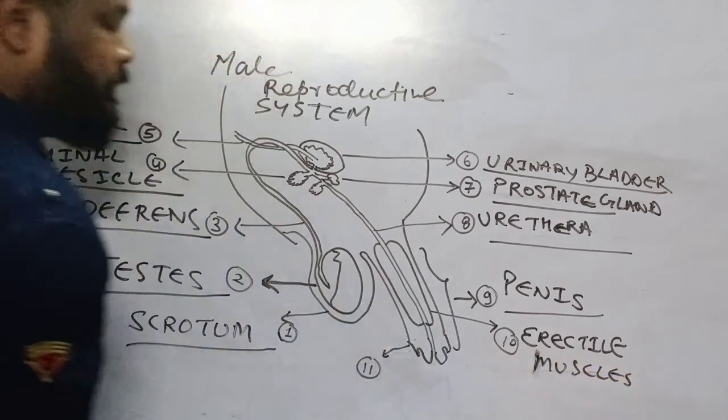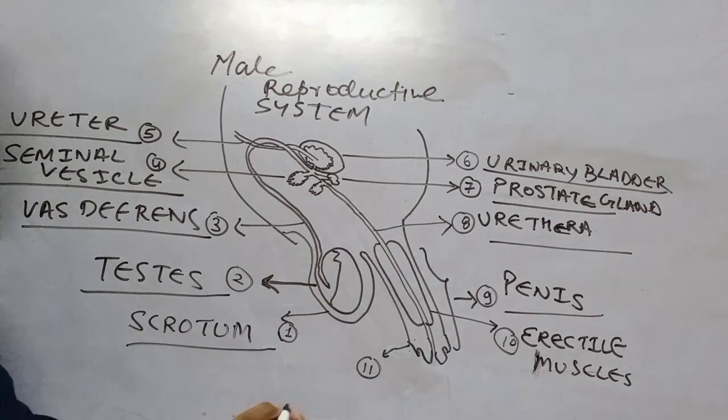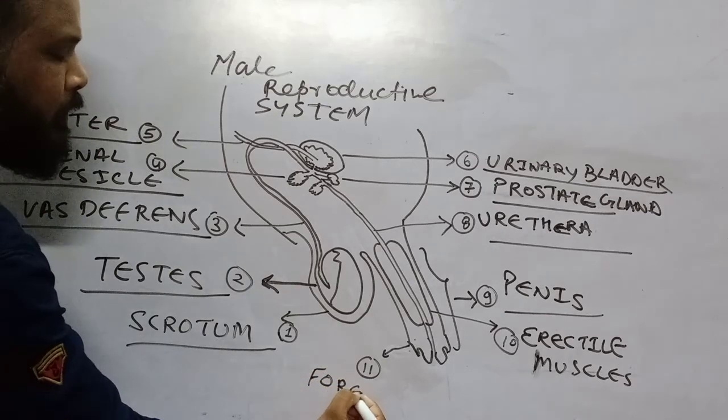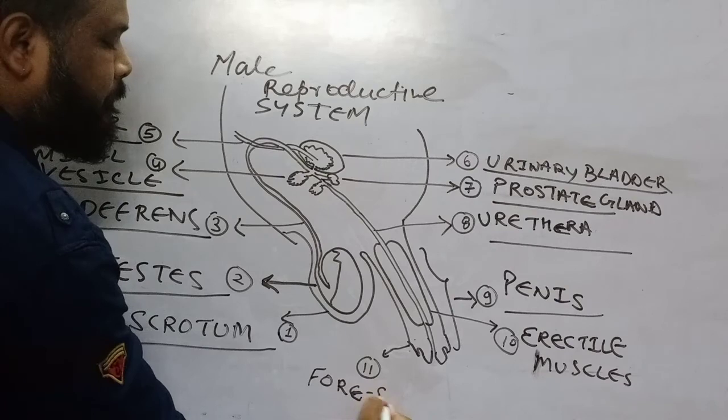Now, after the erectile muscles, there is a last part to describe. It's the foreskin of the glans penis.